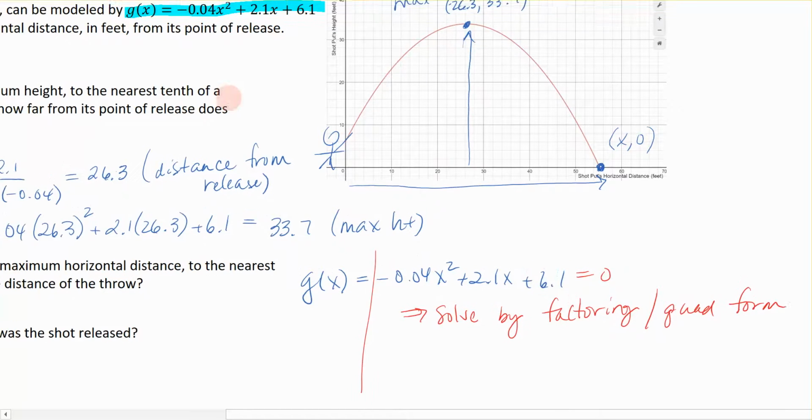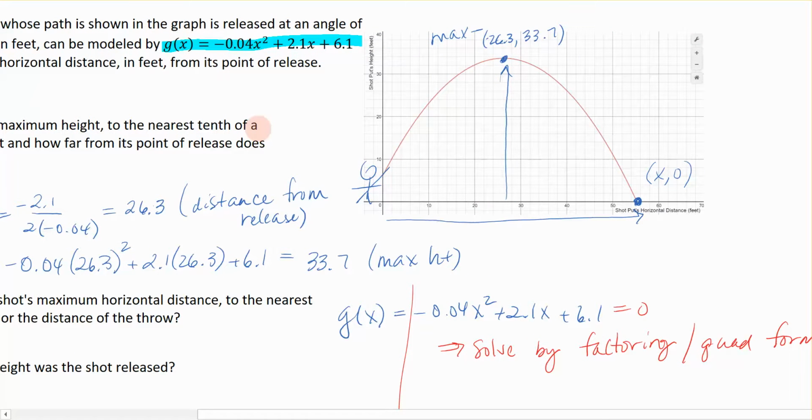But the other way for me to be able to do this is to go in and let's use our calculator at this point now. So I'm going to put this function into my graphing calculator.